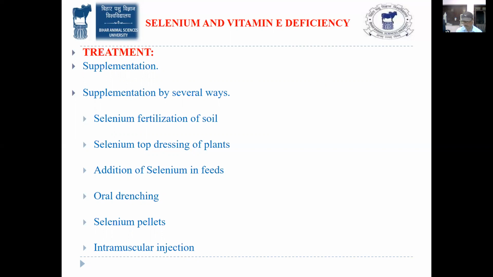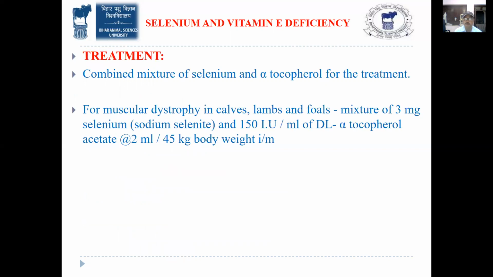Combined mixtures are also given. A combined mixture of selenium and alpha tocopherol is used in treatment. For muscular dystrophy in calves, lambs, and foals, a mixture of 3 milligram selenium, especially sodium selenite, and 150 international units per ml of DL alpha tocopherol acetate, at the rate of 2 ml per 45 kg body weight intramuscularly, is recommended.